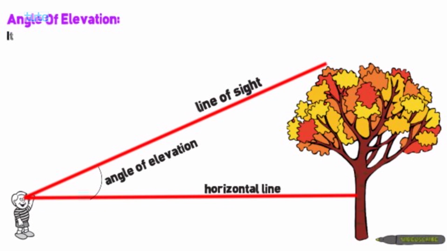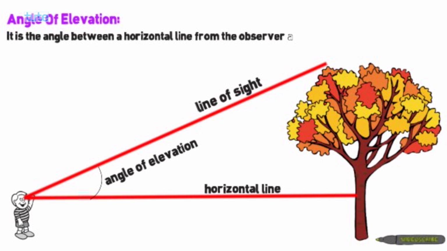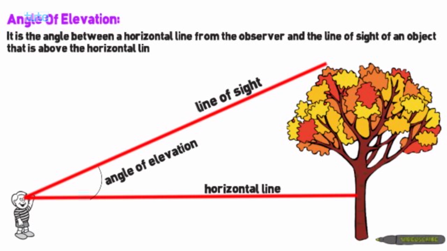So, angle of elevation is the angle between the horizontal line from the observer and the line of sight of an object, that is above the horizontal line.